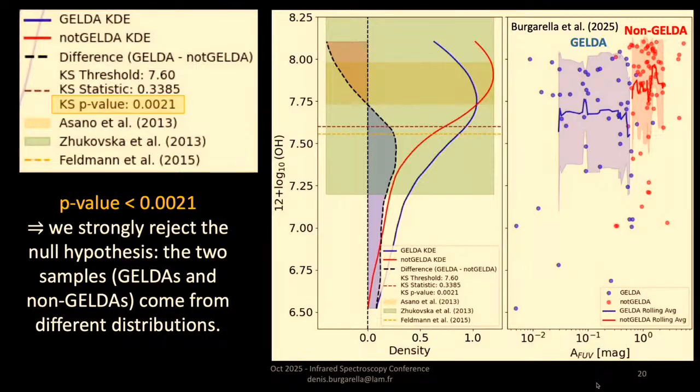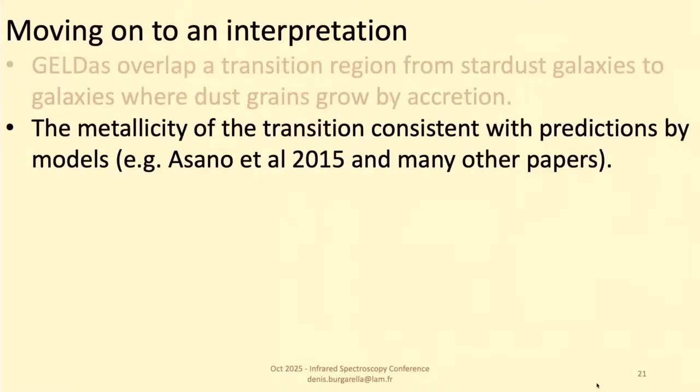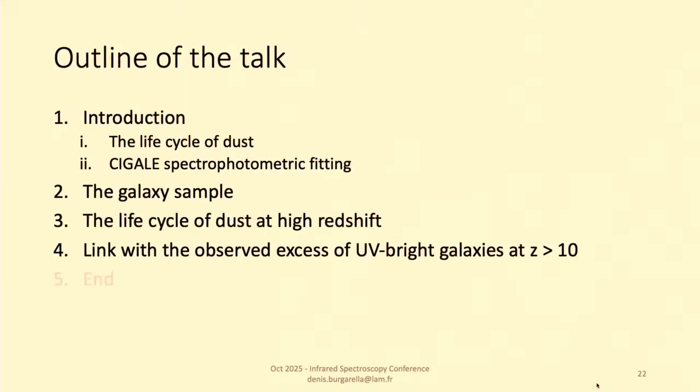And the threshold is about 7.6. And just to give you an idea, I plot some predictions by Jukozla et al., which is from here to here. It's quite large. Asano is here. And Fahlman is here. So this is in quite good agreement. And we find out that these are really lower metallicities than the other ones. So that's the first point, which is written here again.